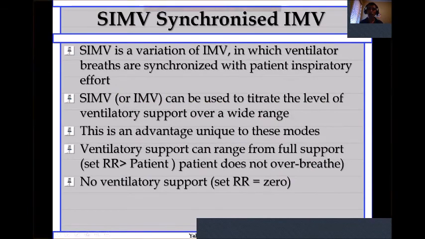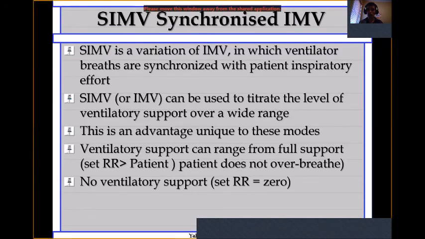The SIMV is synchronized intermittent mandatory ventilation. It's exactly the same as intermittent ventilation, but the spontaneous and the mandatory breaths will never conflict. They always synchronize with each other. So the patient will never work against the machine.